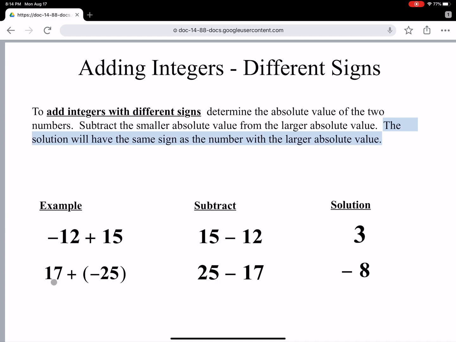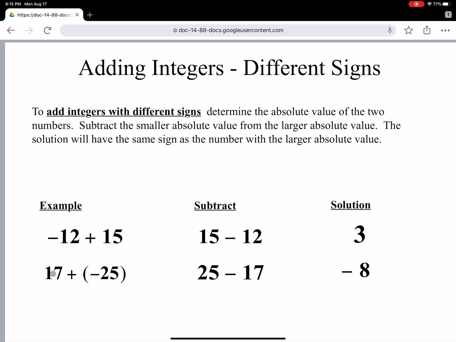Okay? Let's look at this one. 17 plus -25. I have different signs again. The 17 is positive, -25 is negative. So, step 1, find the absolute value of the two numbers. The absolute value of 17 is 17. The absolute value of -25 is, good, it's +25.